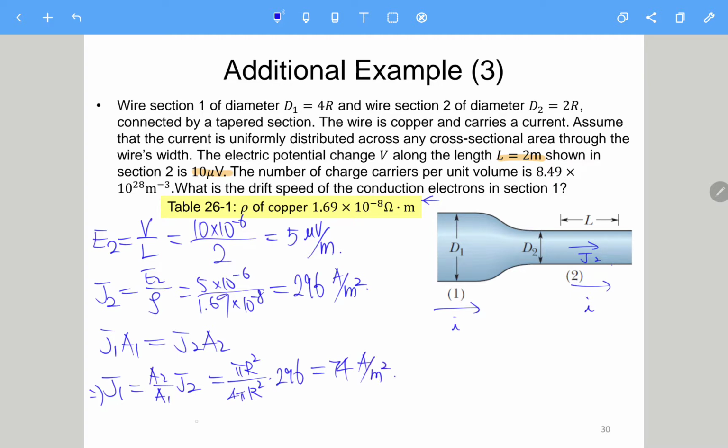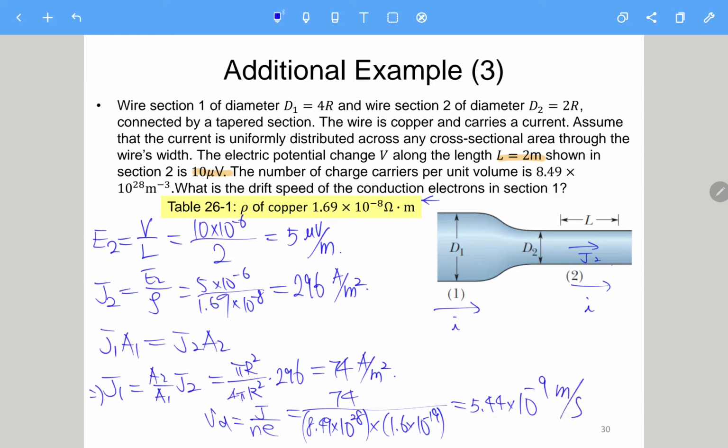And then finally, we can make use of vd equals J over nE to find the drift velocity, which will be 74 over 8.49 times 10 to the 28th power, and then this is 1.6 times 10 to the minus 19. So this number is 5.44 times 10 to the minus 9 meters per second. Okay, so yeah, I think that's the end of this chapter.